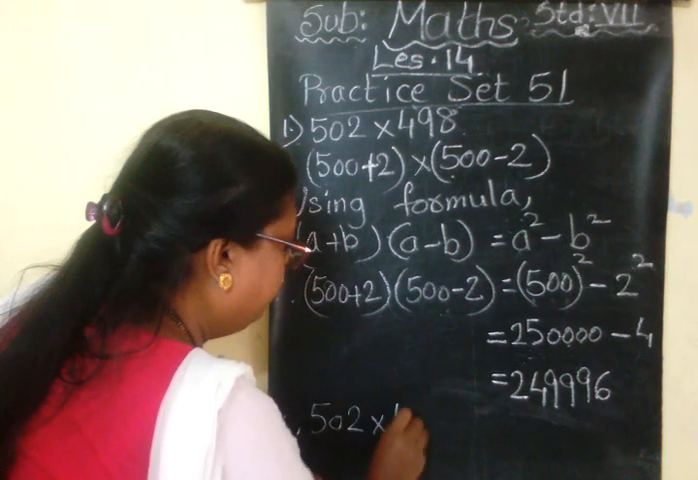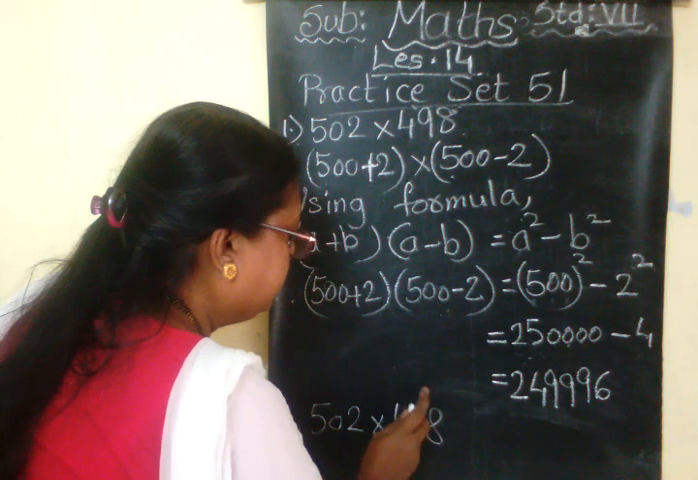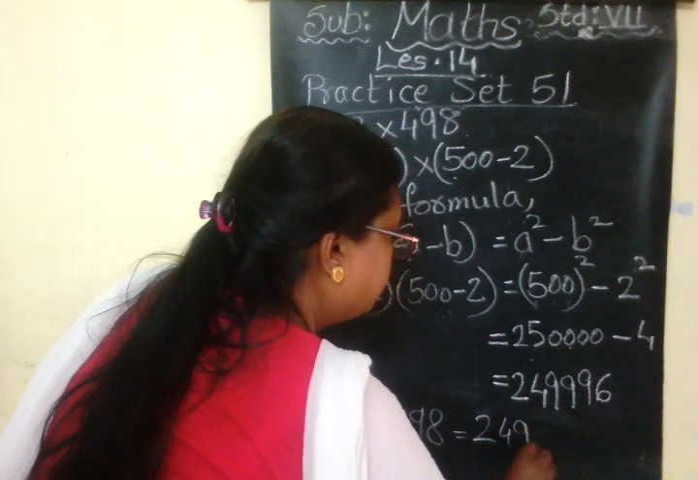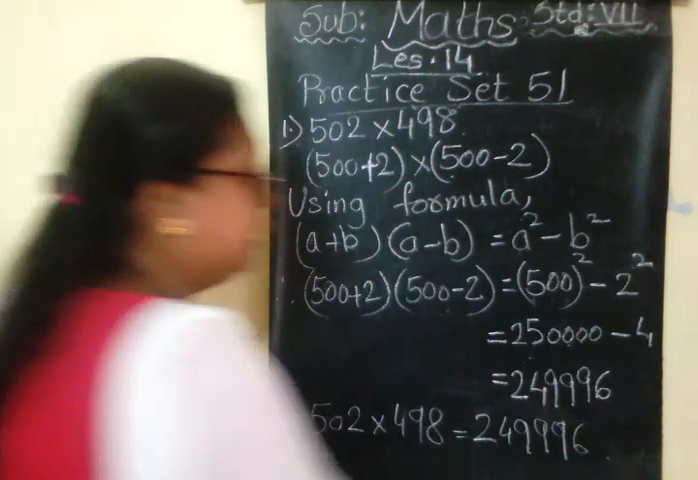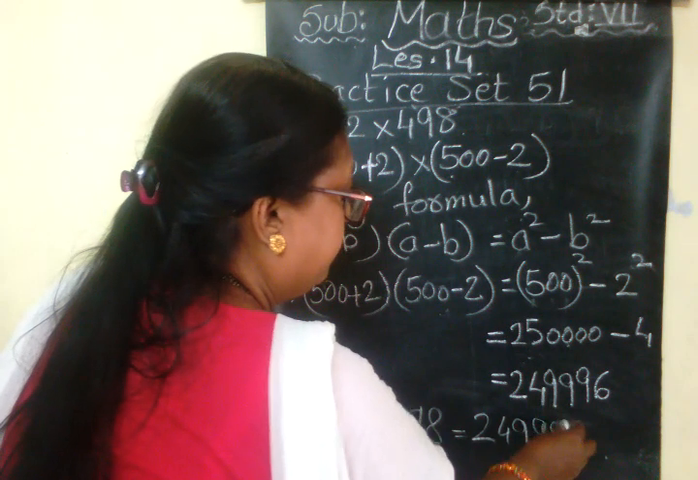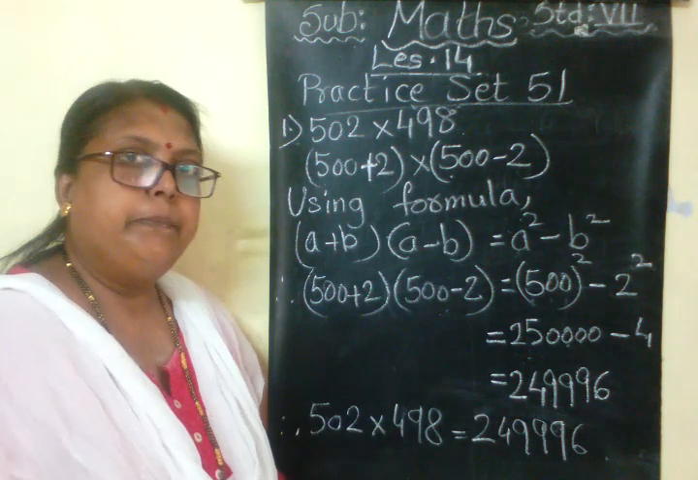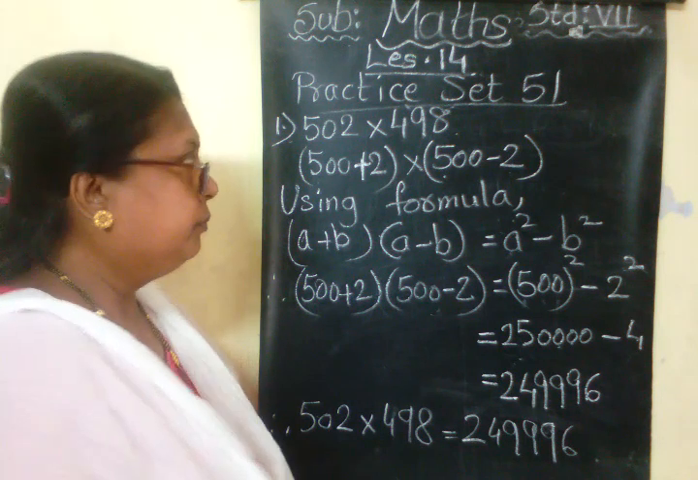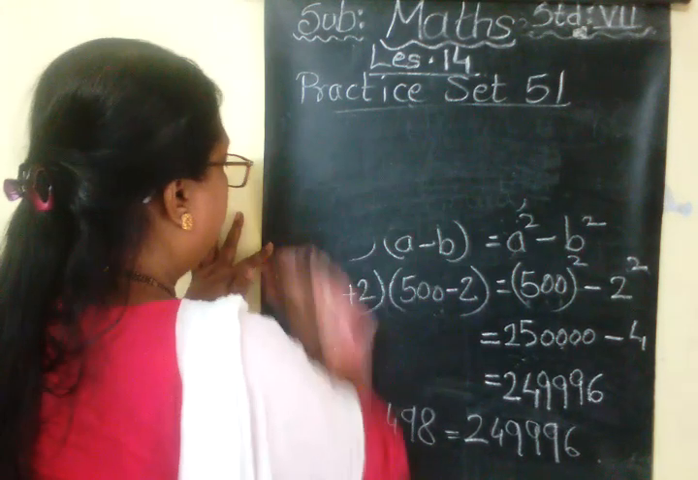502 multiplied by 498 is equal to 2,49,996. This is the answer. So by using the formula we have found the answer. Take down the sum. Very simple sum. Now I will be doing the fourth one. Let us go on to the fourth sum. Second and third you will do as homework.